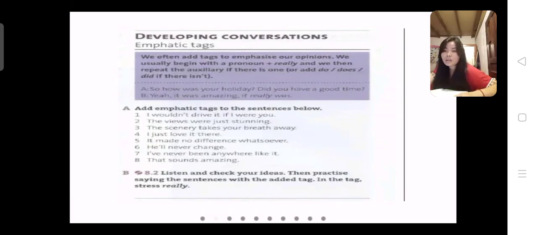Let's see the example here. A: How was your holiday? Did you have a good time? B: Yes, it was amazing. It really was. So it really was. It's called an emphatic tag that we use to emphasize our opinion that it was amazing. Let's see the exercise. I will correct it for you. Teacher, next slide, please.